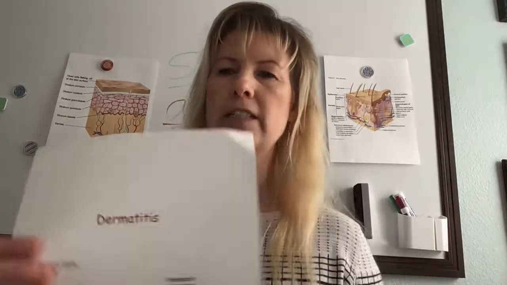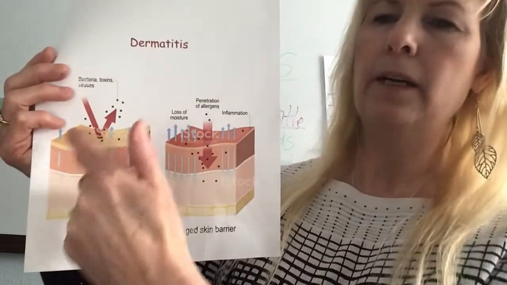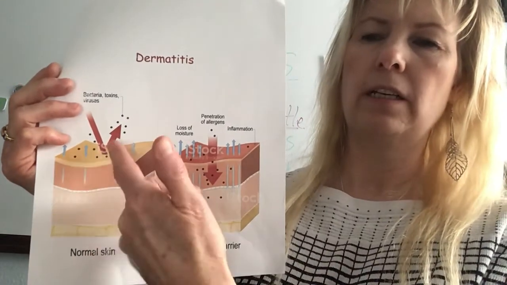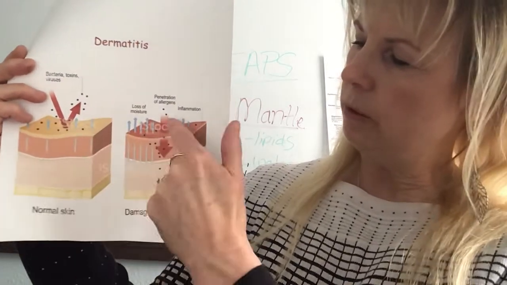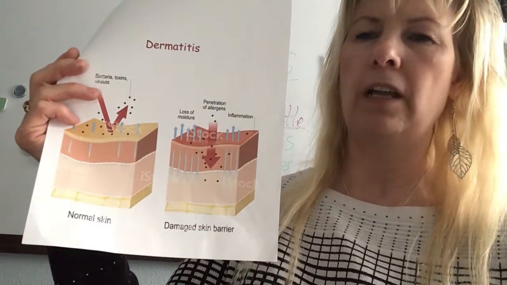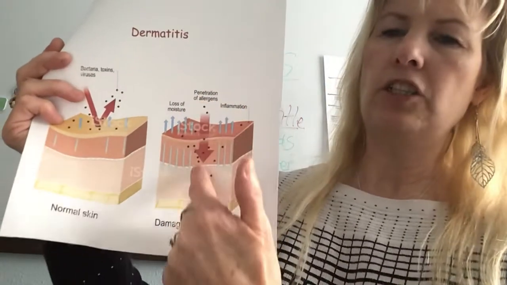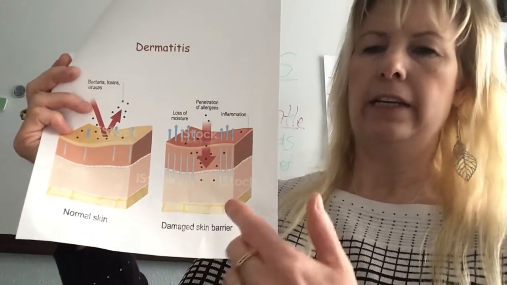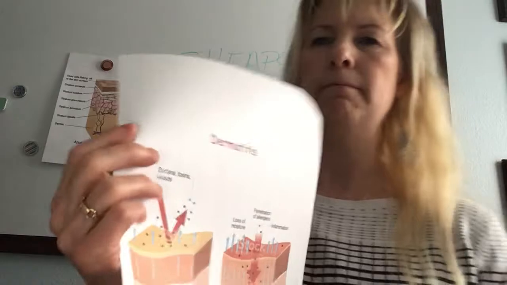There is a little picture in your book on normal skin and damaged skin. I just happen to have this one that I use. So this one is normal skin, protecting us from pathogens, bacteria, viruses, whatever. And this is skin that is damaged. So we can see transepidermal water loss from here, loss of moisture. And then also pathogens can enter into the skin, and allergens and so forth. And then it does cause inflammation in the skin.